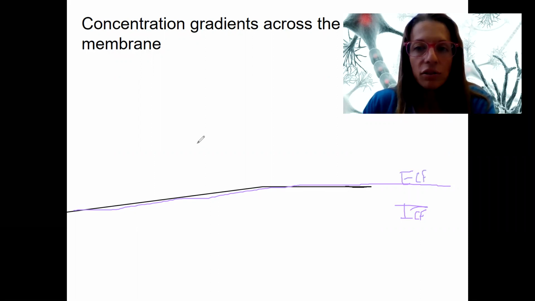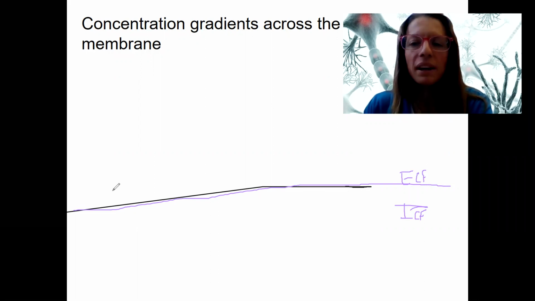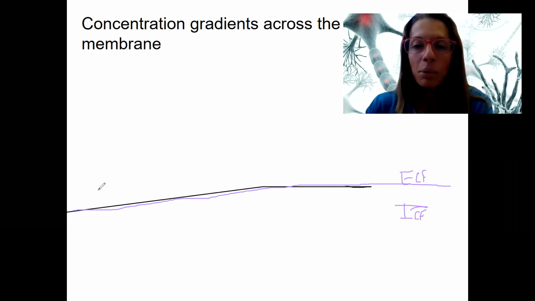And we need to have a difference in ion concentrations on the outside and the inside. Why do we need to have that? So that we can have ions flow and we can have electrical signals occur.